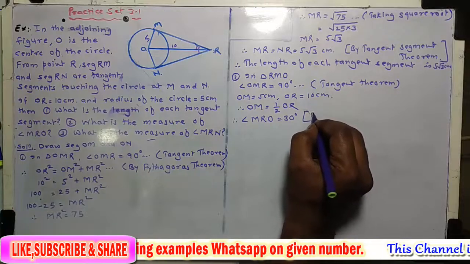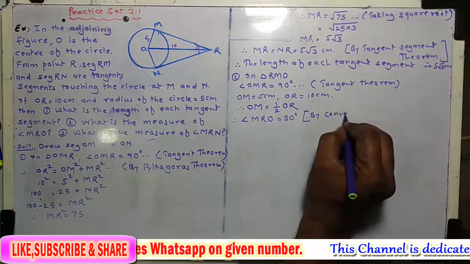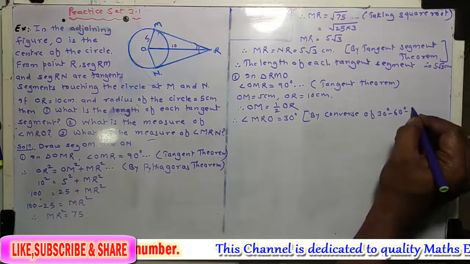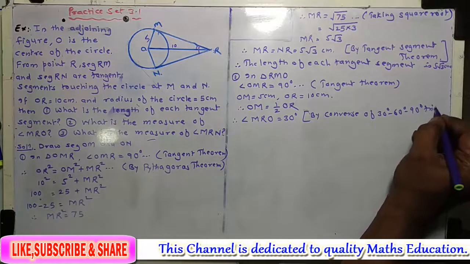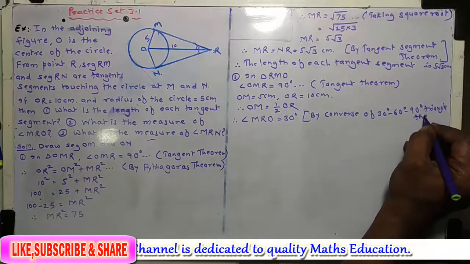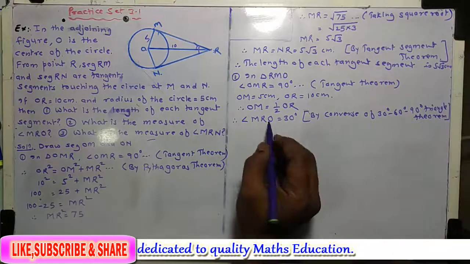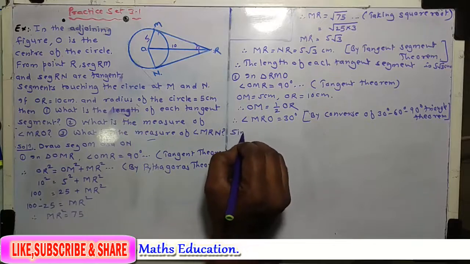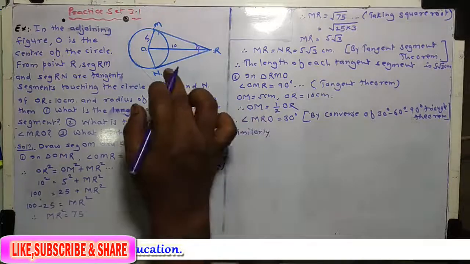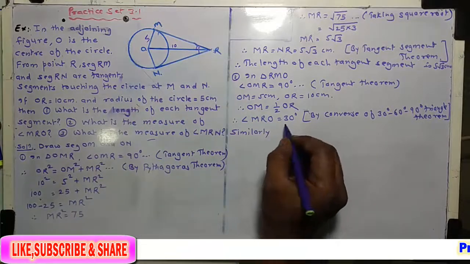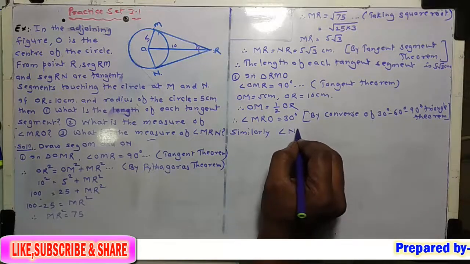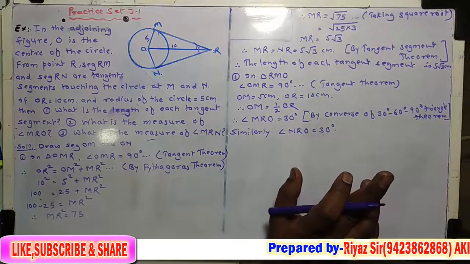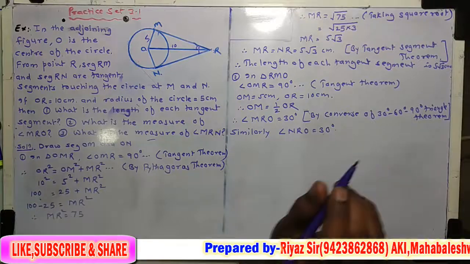Reason is by converse of 30 degree, 60 degree, 90 degree triangle theorem. Okay, so that angle MRO is equal to 30 degree. Similarly, same situation is there in triangle ONR, and therefore angle NRO is equal to also 30 degree. Similarly, we can find it is 30 degree. Okay, so this is the solution for second one.